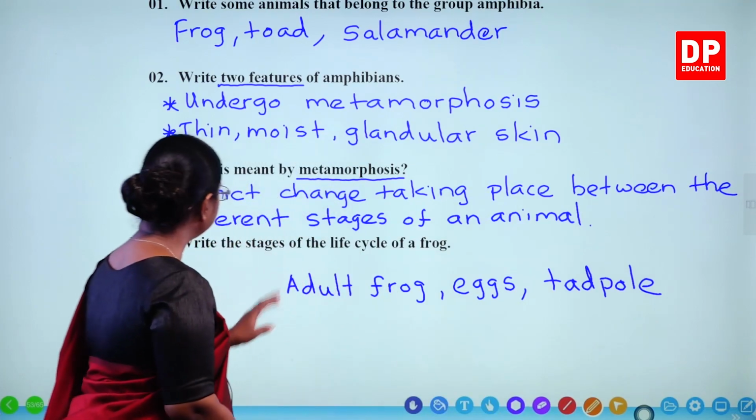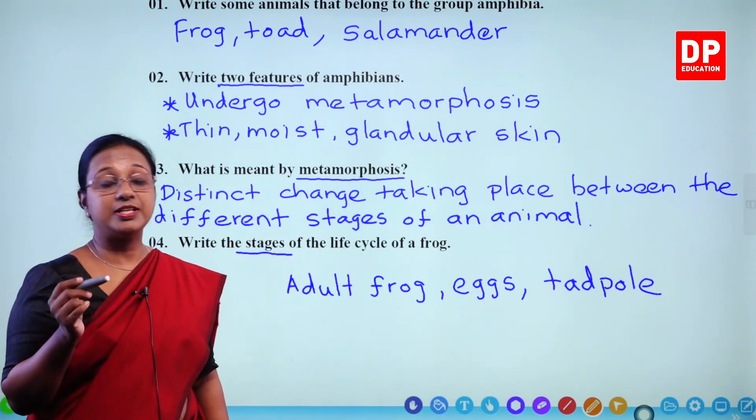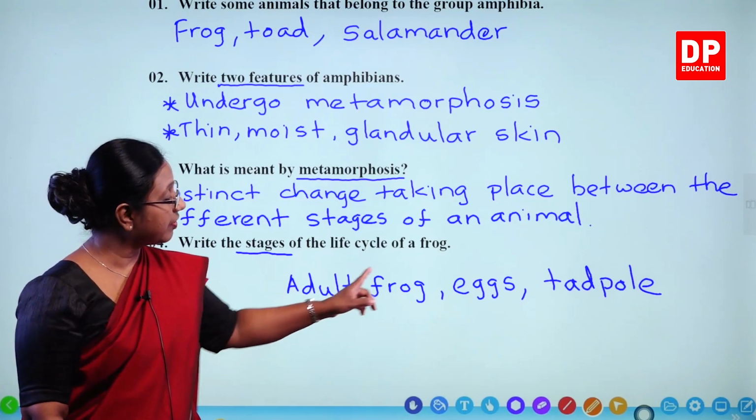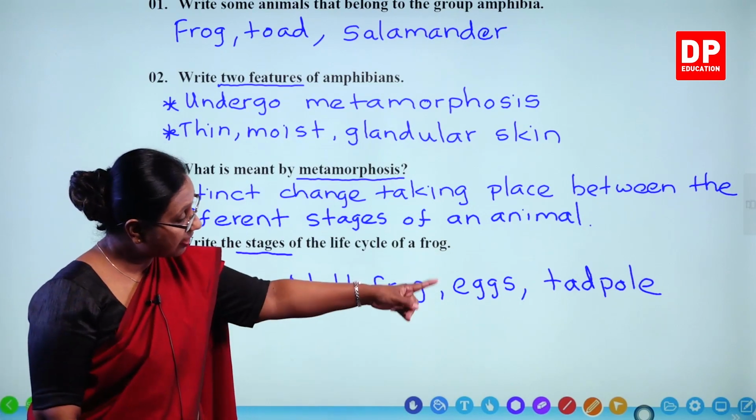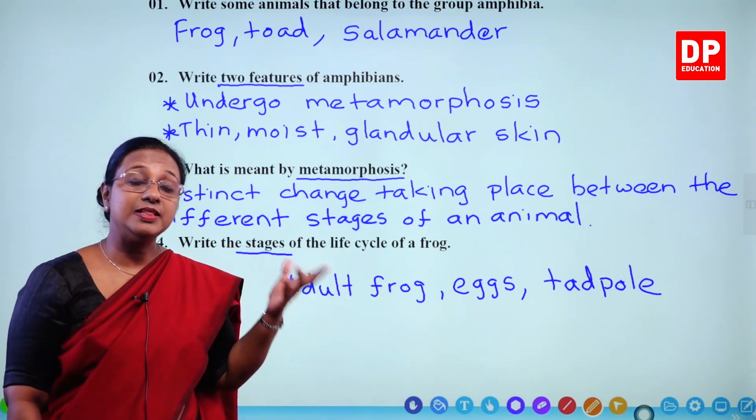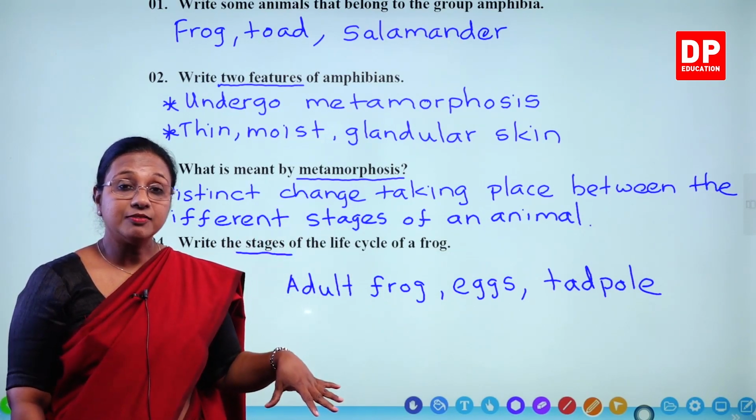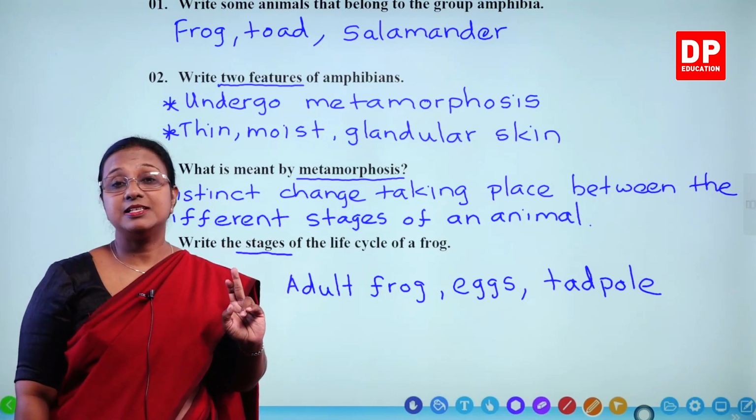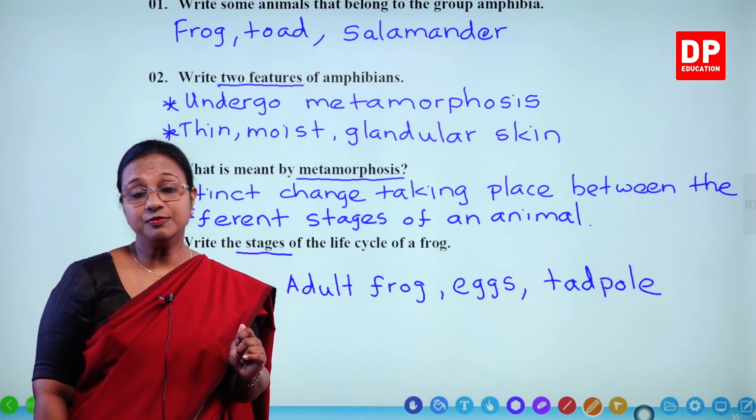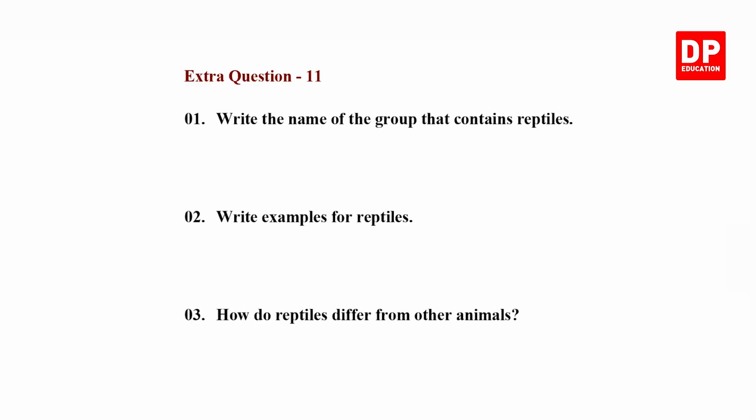Here they have just asked the stages of the life cycle, so you don't have to show it as a cycle. Adult frog, eggs and the tadpole are the stages. Then you can remember there is a tadpole with legs or limbs as well as the young frog. All those are there, but these are the main stages of the life cycle of a frog. So with that, I will move on to the next one.